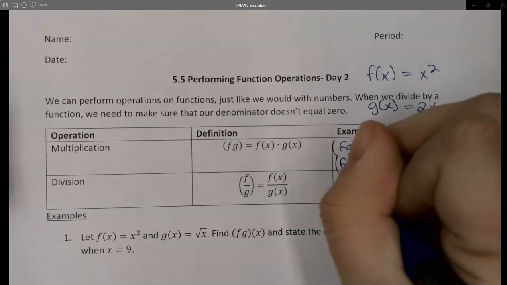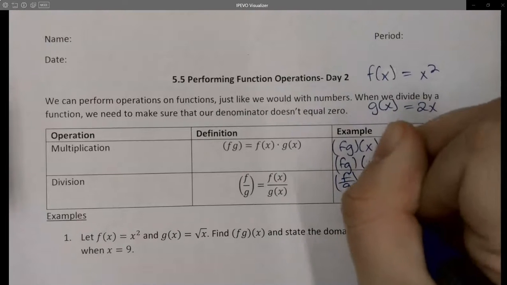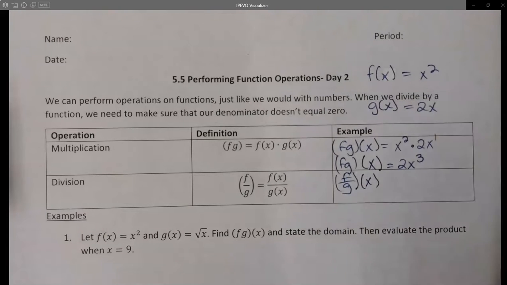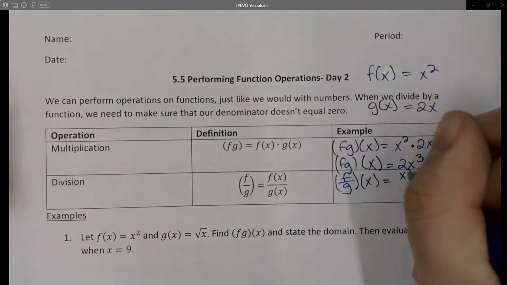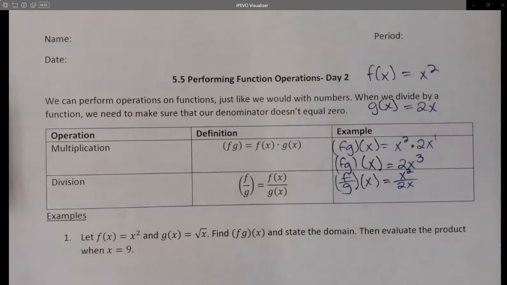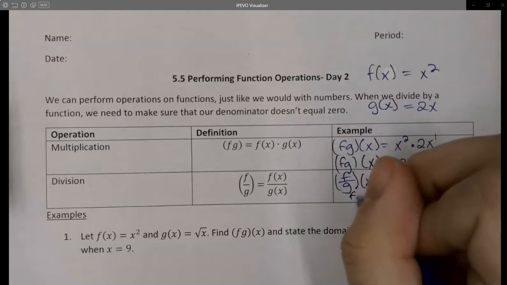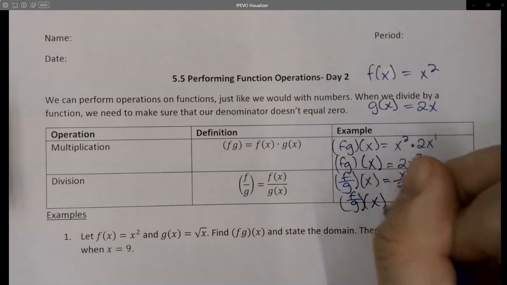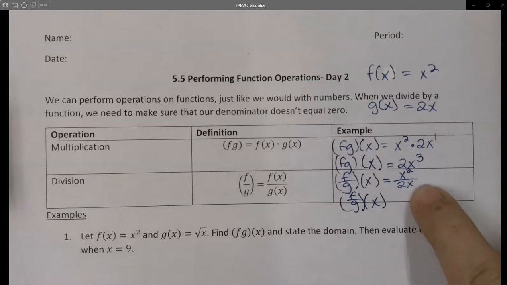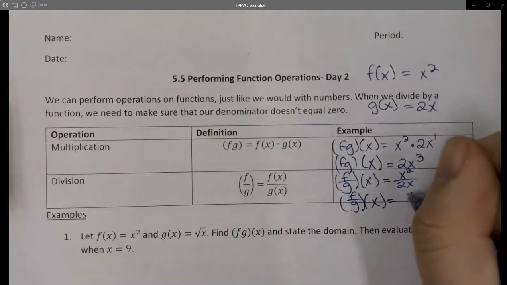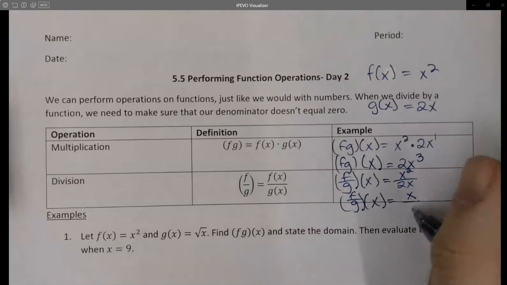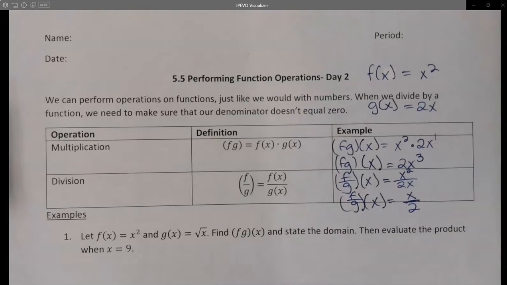Okay, then I would do the same thing for division. F is on top, so when I write out my fraction, I want to write the f function on top. I have x squared on top, 2x on bottom. Then I want to simplify this. Remember, with properties of exponents, I can subtract. So I have an exponent of 2 here and an exponent of 1 on the bottom. I'm going to have an x on the top, and then nothing changes with the 2. So it's still x over 2.